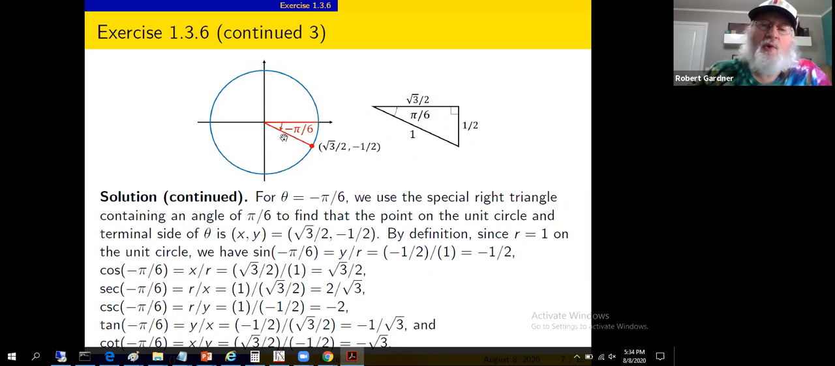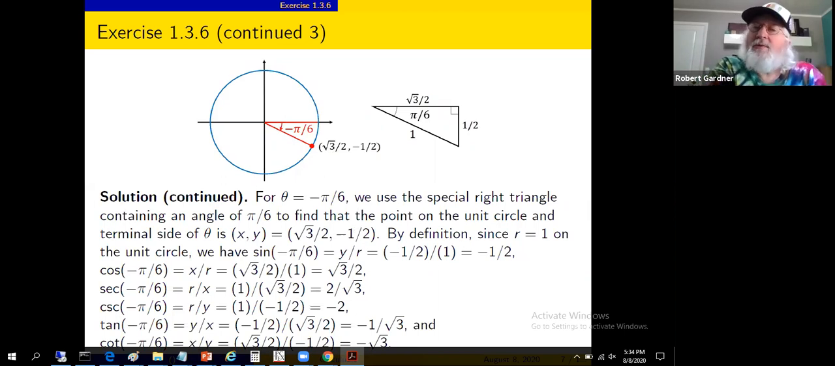That produces, for negative pi 6 angle in standard position, an x coordinate, this time, of square root of 3 over 2, and a y coordinate of 1/2. No, it's in the 4th quadrant, so it'd be negative 1/2. Let's keep an eye on the plus and minus stuff. But the numbers are the same we get from the triangle, except for maybe they need a negative sign. Depends on which quadrant they're in. Okay, so theta equals negative pi over 6. We get x is square root of 3 over 2. y is negative 1/2.